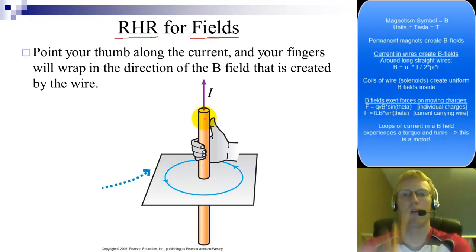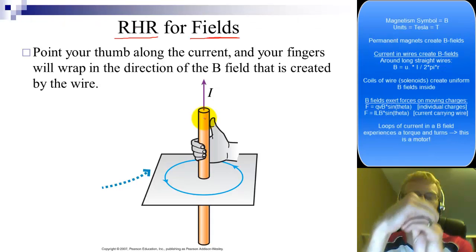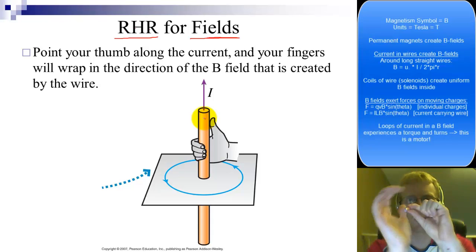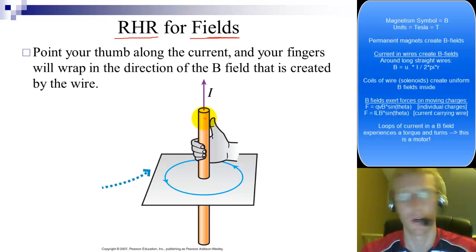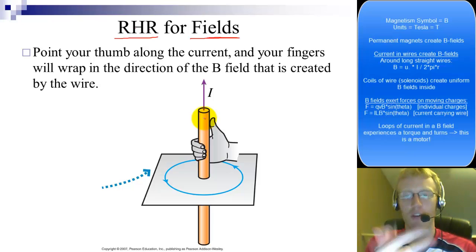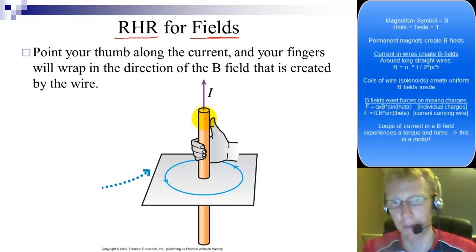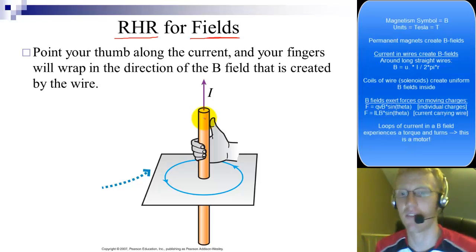If the current is going away from you and the fingers go this way, that would be clockwise. So whether the current is coming towards you or away from you, or if it's up or down or left or right, just point your thumb in the direction of the current and then wrap your fingers around. Whichever way your fingers wrap around, that's the direction of the magnetic field.